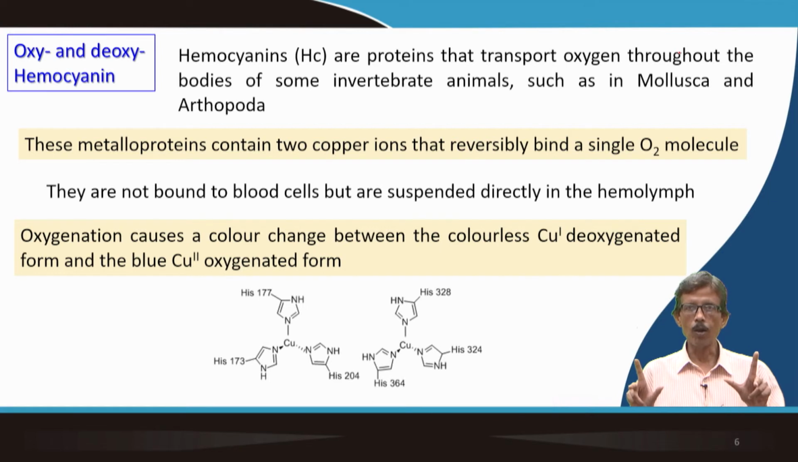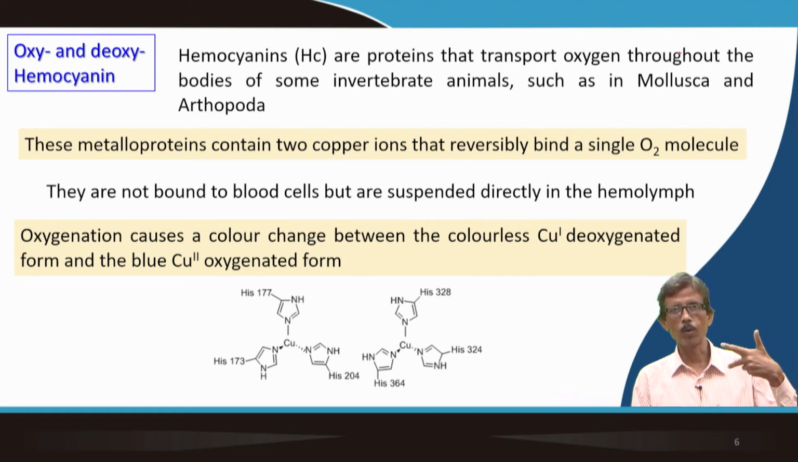So, you will bring 3 of these histidine residues. We can also number these on the left hand side and on the right hand side, because the numbers on the left hand side are lower, starting from 173, 177 and 204, and on the right hand side 324, 328 and 364. You see 2 of the amino acids are nearby. Always try to remember why these numberings are also important to understand.